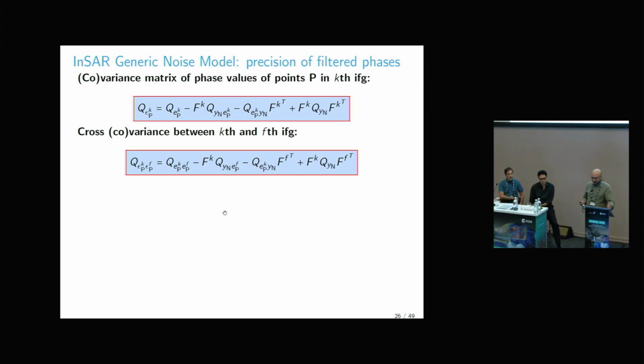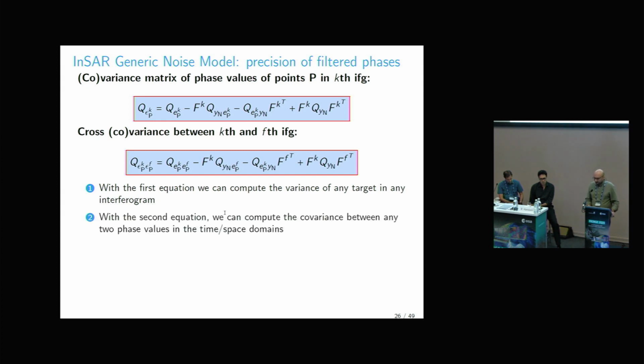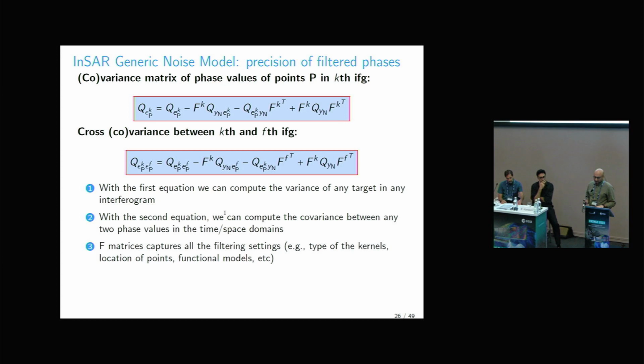In these final equations, with the first one we can compute the variance of any target in any interferogram. With the second one, we can compute the covariance between any two phase values in the time and space domain. Two phases in time, two phases in space. One phase in one interferogram with another phase of another point in another interferogram. All the correlations are there. So with these two equations, we can reconstruct whatever we want for the final noise components.